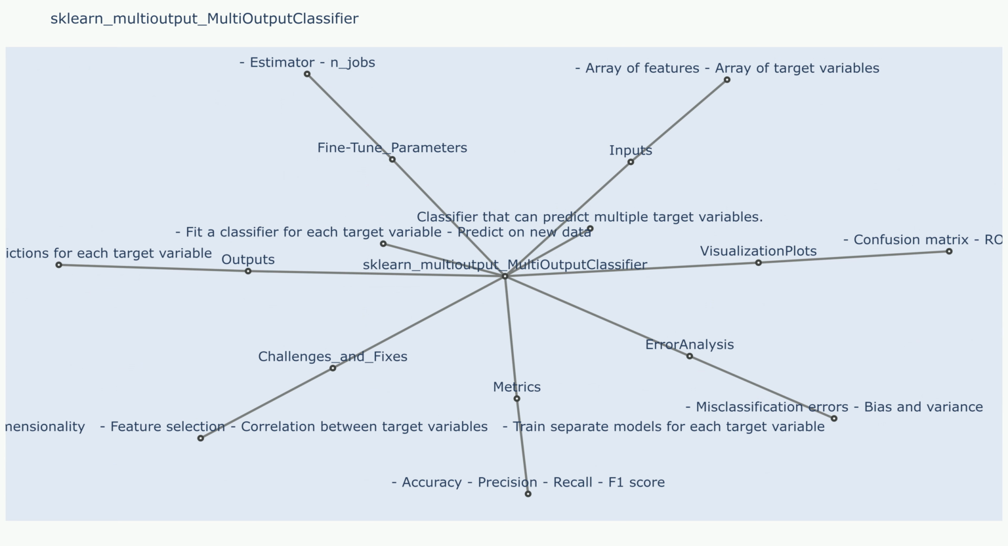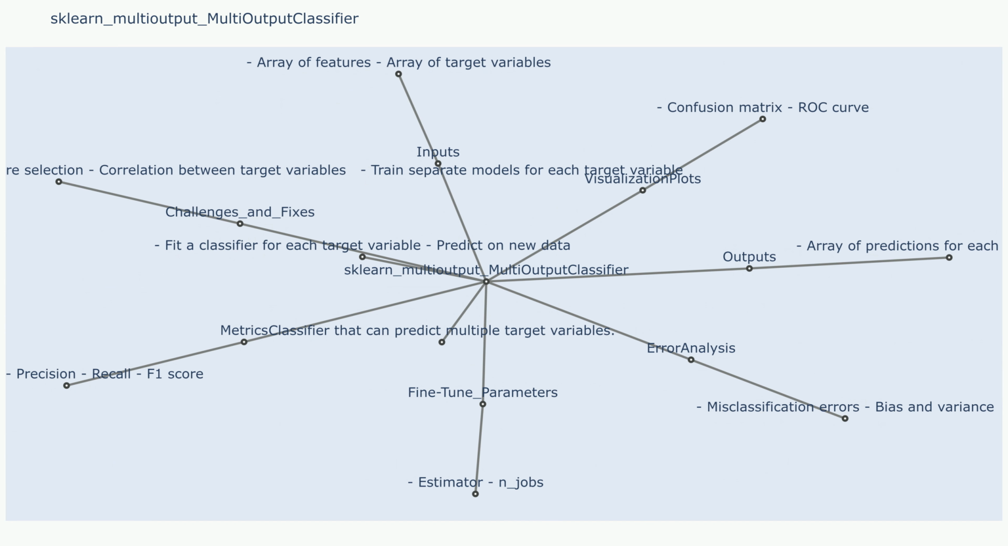Fixes to challenge 2. Feature selection: reduce the number of features by selecting the most relevant ones for each output variable. Dimensionality reduction: apply techniques like principal component analysis (PCA) or linear discriminant analysis (LDA) to reduce the dimensionality of the input data.